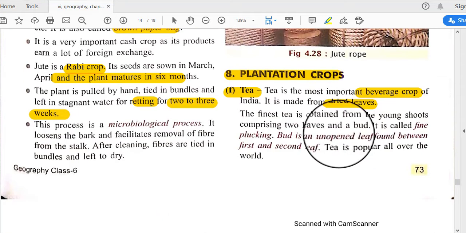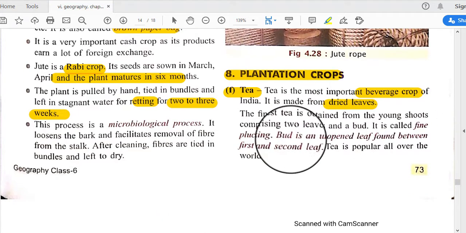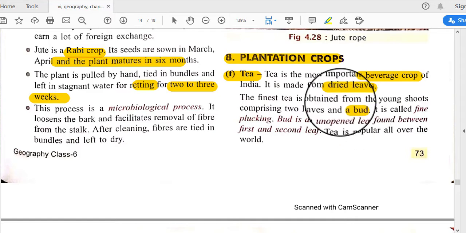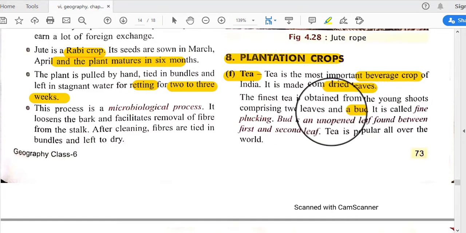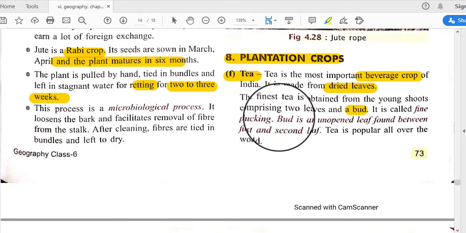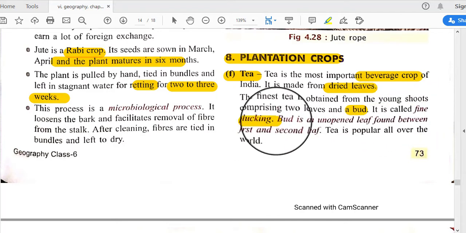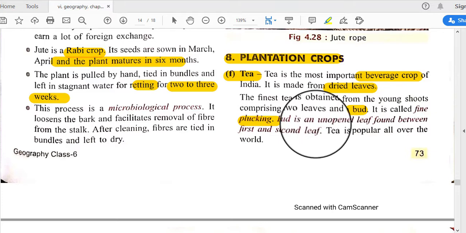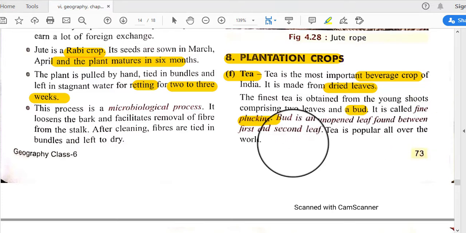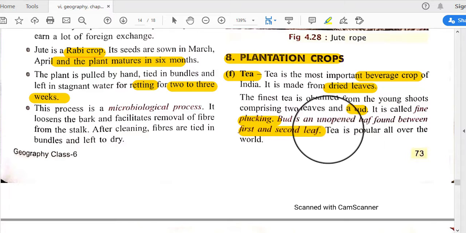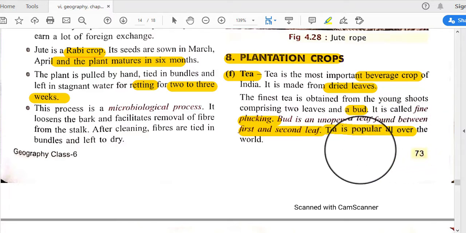The finest tea is obtained from the young shoots comprising 2 leaves and a bud. This is the procedure: we collect the young shoot comprising 2 leaves and a bud, and it is called fine plucking. A bud is an unopened leaf found between the first and second leaf. In this way we collect the 3 leaves, and after that we make the tea, and tea is popular all over the world.